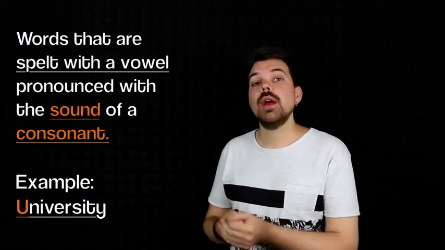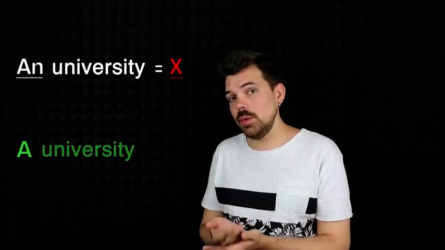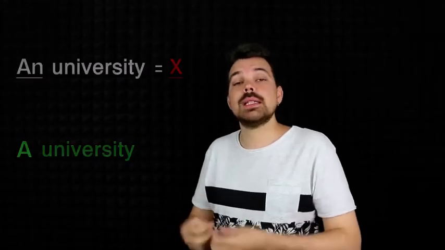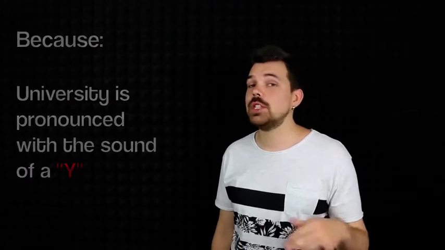However, we have some words that start with U that sound like they start with a Y. For example, university. It is not an university because it starts with a U. In reality, it is a university because the word university starts with the sound of a Y, which is not a vowel. Then we have an.